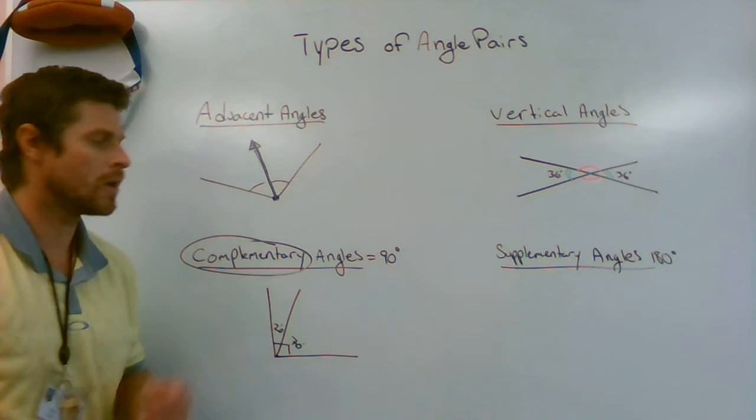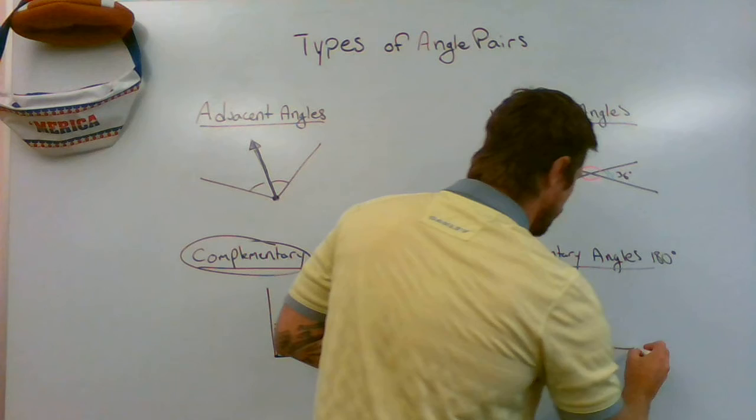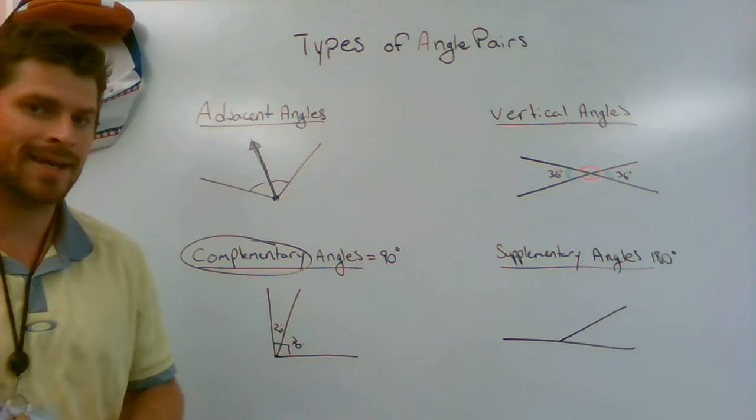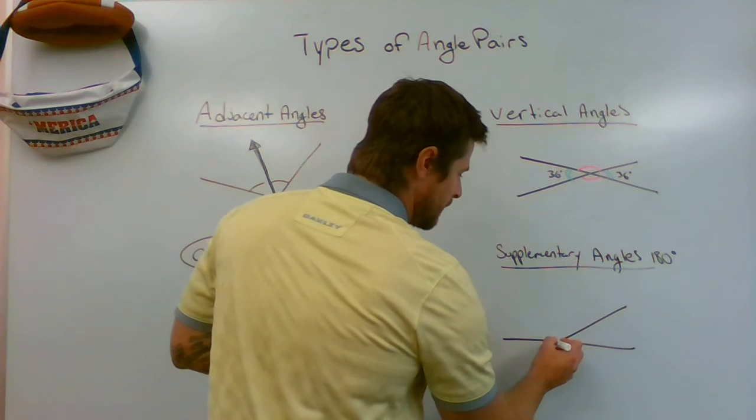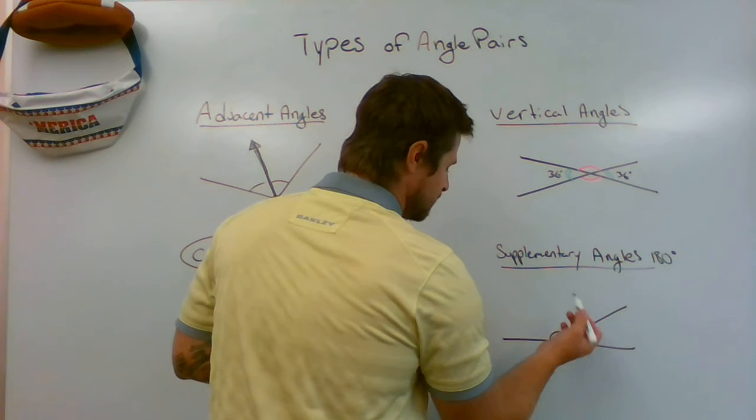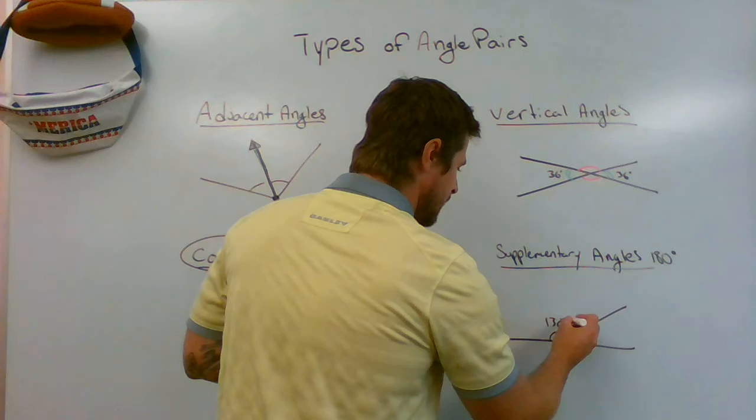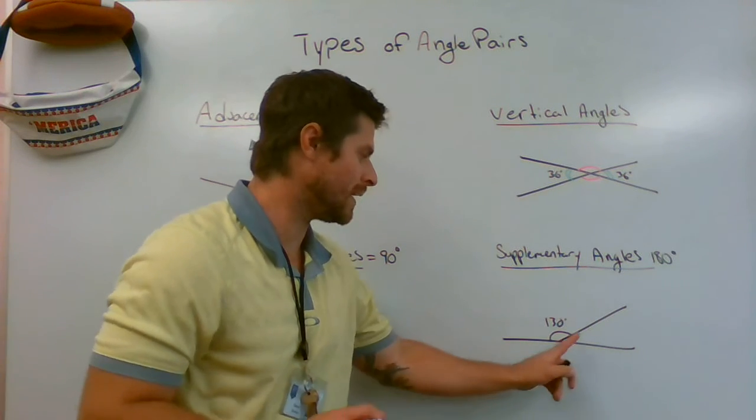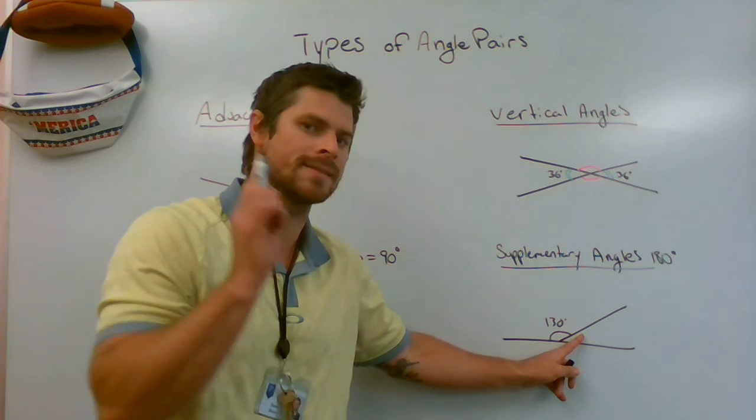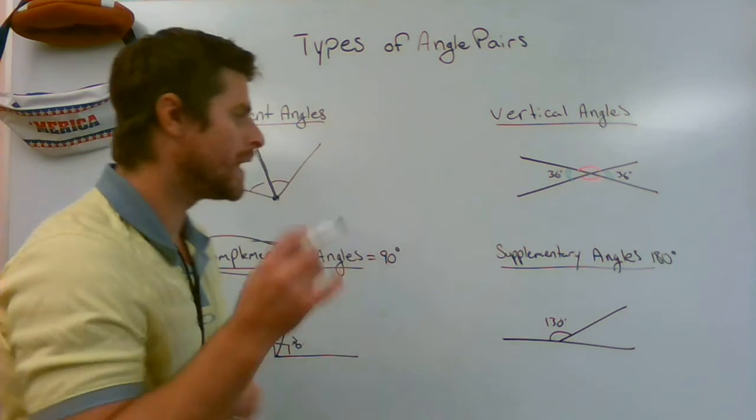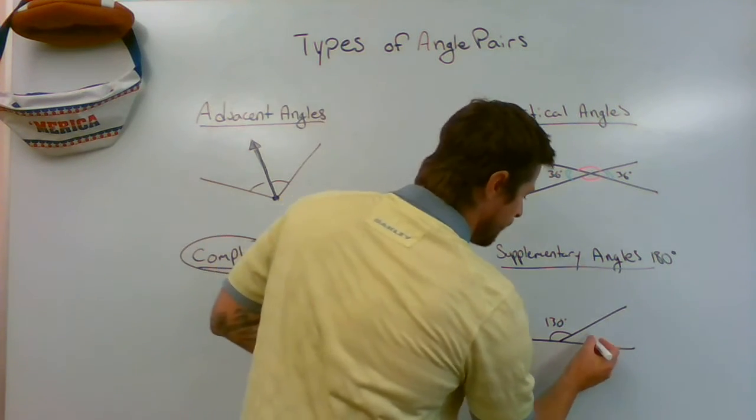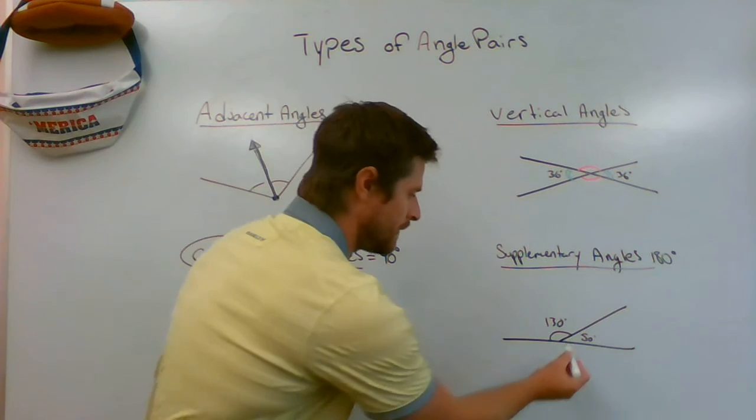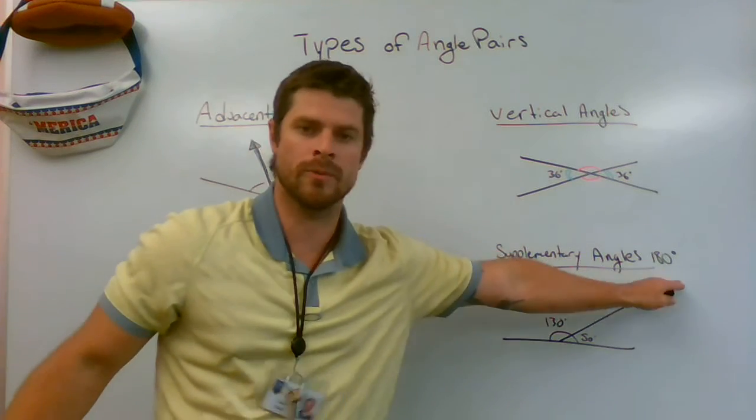Supplementary angles are two angles that are going to total out to 180 degrees, also known as a straight pair. So what we have here is, let's say, 130. Well, if that's a 130 degree angle, the only possible angle adjacent to it to make it a supplementary pair would have to be 50 degrees. Because 130 degrees plus 50 degrees gives me a grand total of 180.